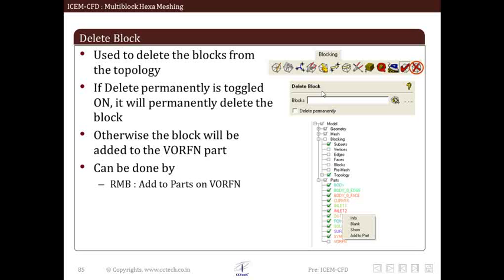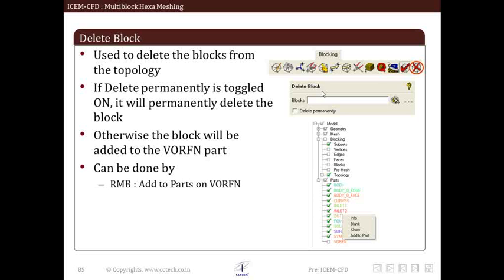It allows us to delete blocks from topology. The delete permanently option is disabled by default. If delete permanently is disabled, the block will be moved to the V-orphan part. The V-orphan part is essentially dormant and mesh is not computed for it. However, it does help to maintain connectivity. Blocks can be retrieved from the V-orphan region using the add blocks to part option.